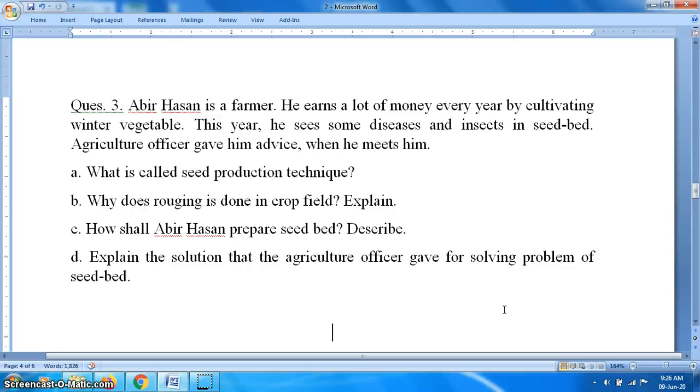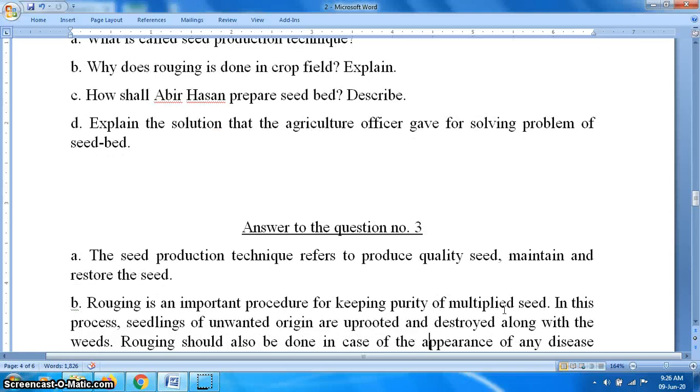What is called seed production technique? Answer of this question: the seed production technique refers to producing quality seed, and maintaining and restoring the seed.